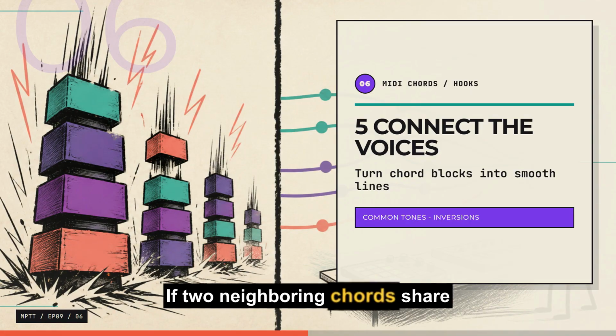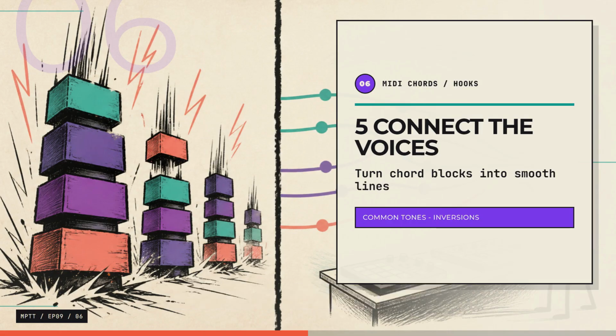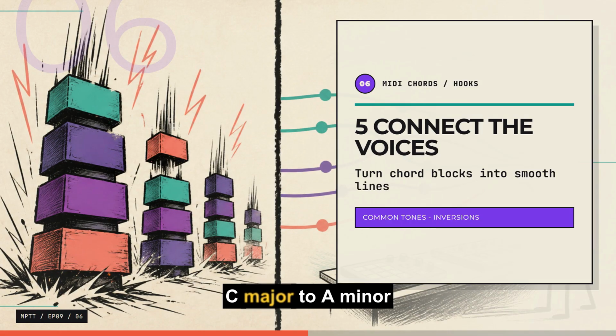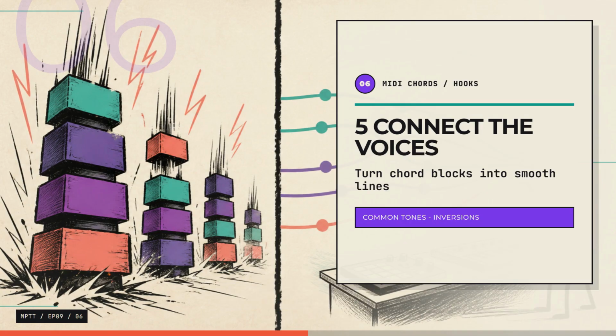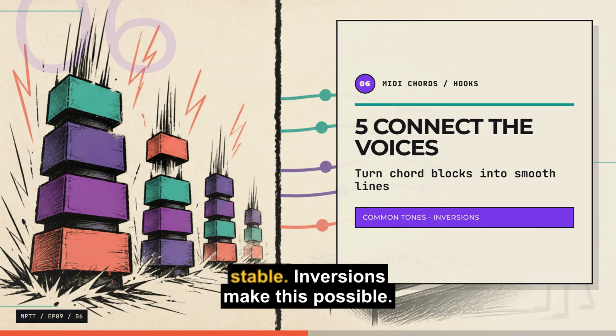If 2 neighboring chords share a note, keep that note in the same register when it serves the sound. Then move the remaining voices by the smallest useful interval. For example, moving from C major to A minor, let C and E stay in place while G moves to A. The harmony changes, but 2 internal voices remain stable.